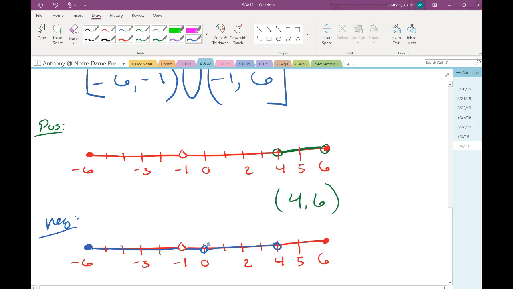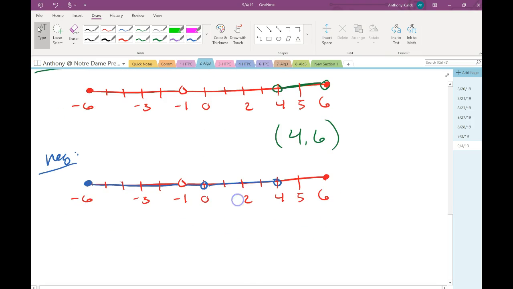Everybody okay with that? So if I'm writing my interval then, I have -6 to -1. Because I filled in the circle for -6, that gets a bracket. The -1 gets a parenthesis because there's an open circle there. My next interval goes from -1 to 0. -1 gets a parenthesis because it was an open circle, as does 0.